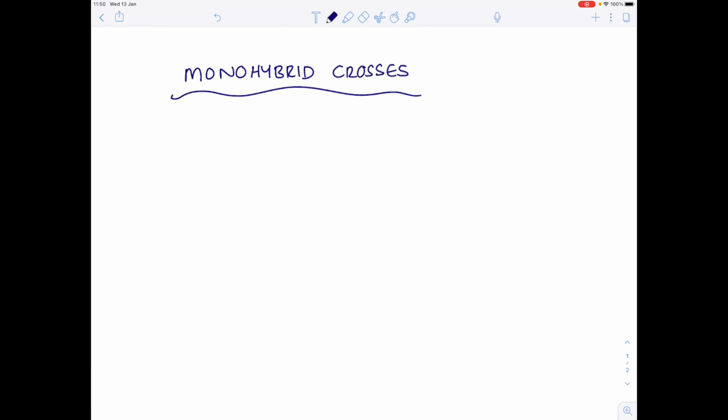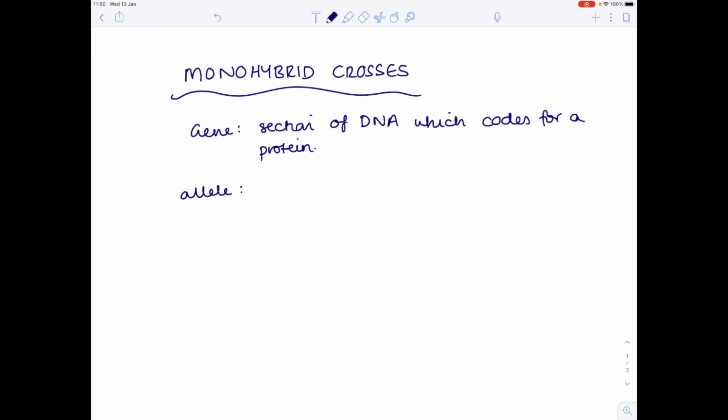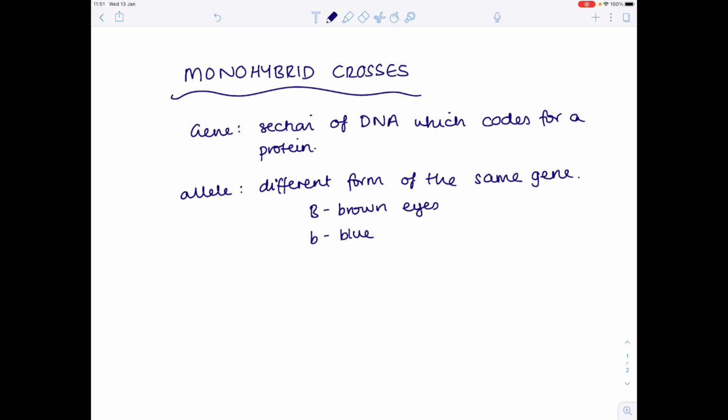Before we dive into that, let's remind ourselves of some key definitions. So remember that a gene is a section of DNA which codes for a protein. An allele is a different form of the same gene. So for example, if you were looking at eye colour, that could be uppercase B for brown eyes, and then you could have an allele which is lowercase b for blue eyes.